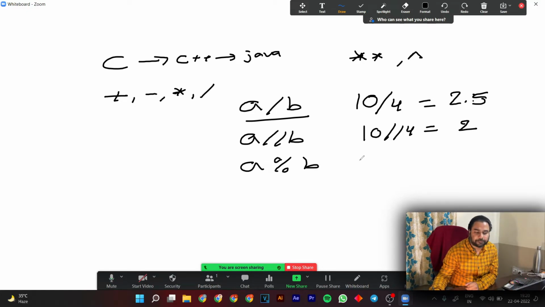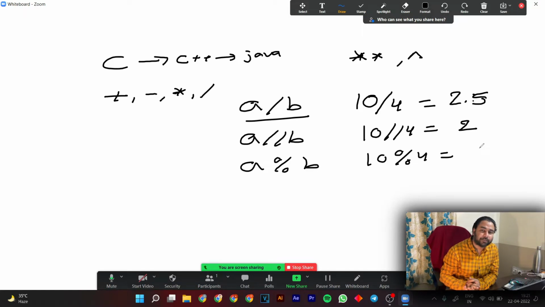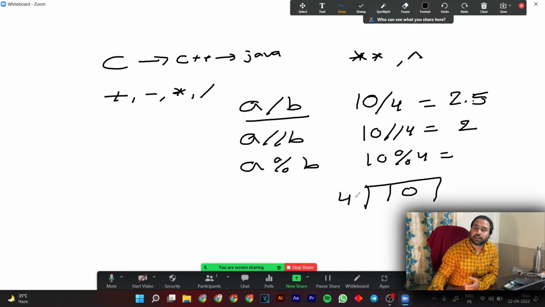On the third occasion, if I use 10 % 4, what is this? That means the remainder. We all know that if I divide 10 by 4, I get 2 as a remainder. You can easily visualize this concept on your screen: I am dividing 10 by 4, the remainder is 2. So there are 3 varieties of division.